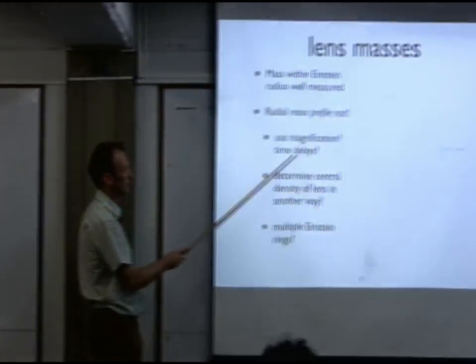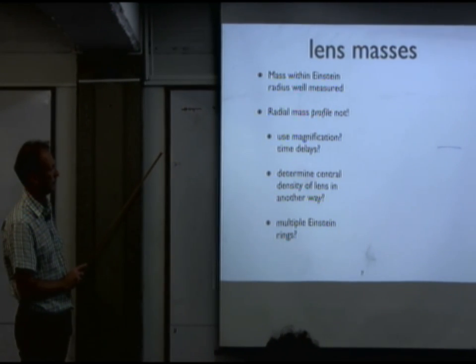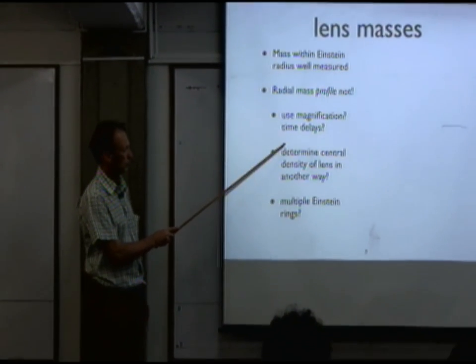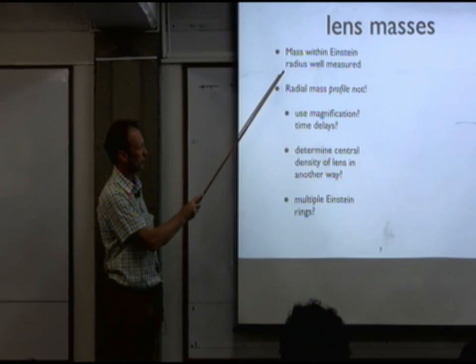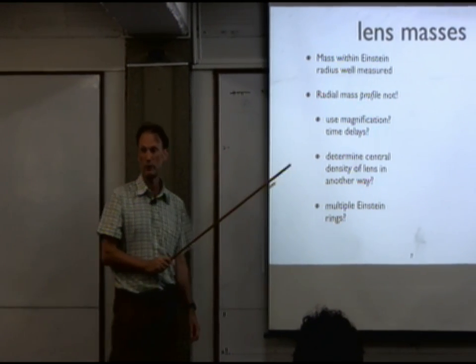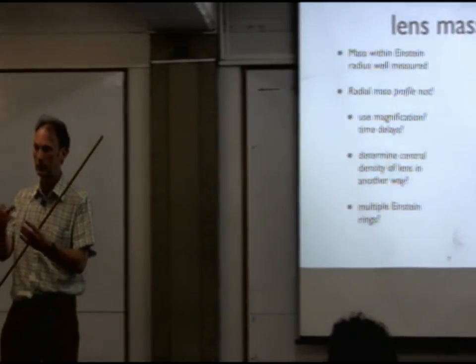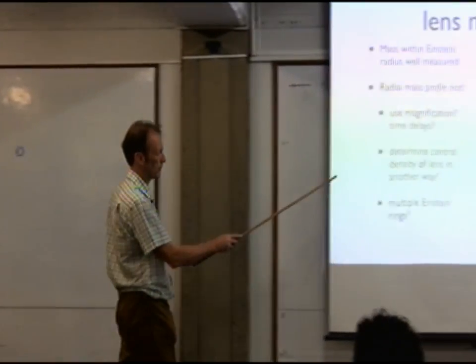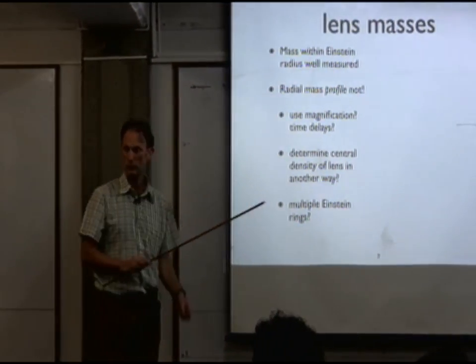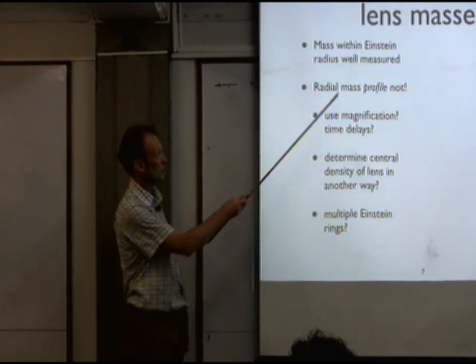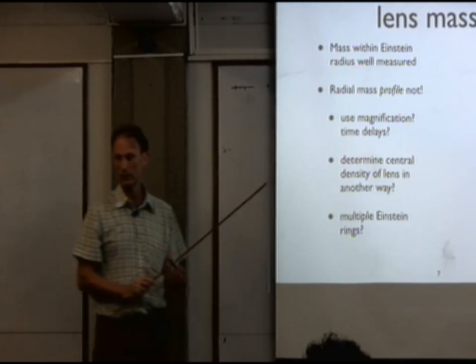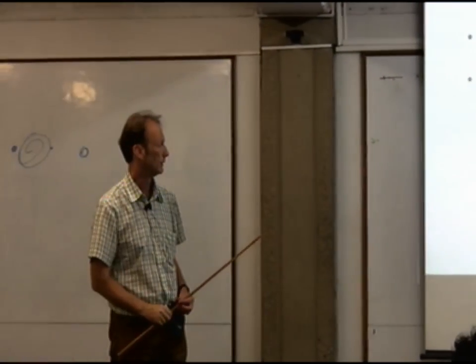If you can measure time delays, that tells you more as well. But really, mostly what you do is you can combine the lensing information that you have with other information about the galaxy. You can use dynamics in the central bright parts of the galaxy, for example, to measure the central mass density or to estimate that. And then you can compare that to the average that you've determined from lensing. That tells you something about the mass profile.